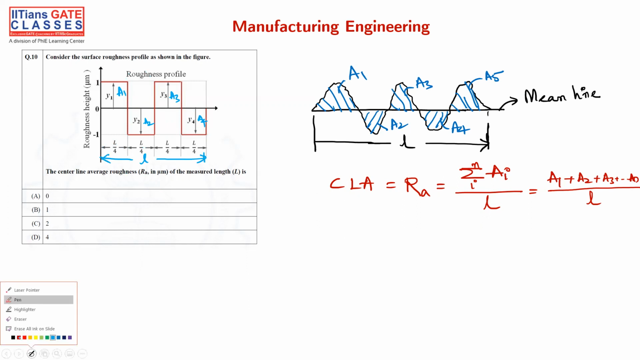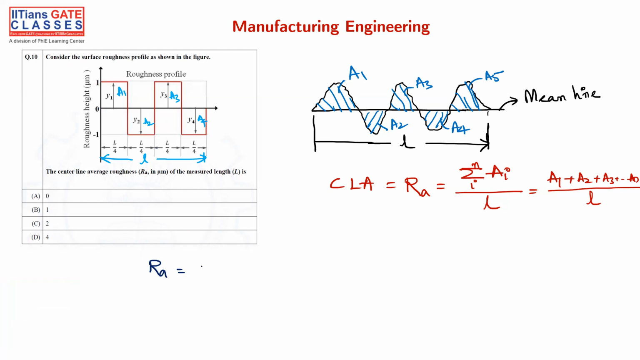Right? So let's do that. So what is center line average Ra? Ra is nothing but areas, total areas. What is the area? Area is, the length is L by 4 into 1. This is 1, and then another area is L by 4 into, again it is 1 here. The distance is 1 here.